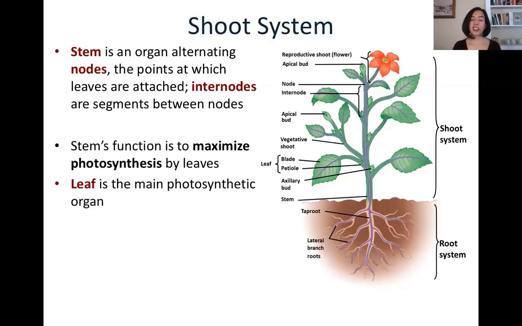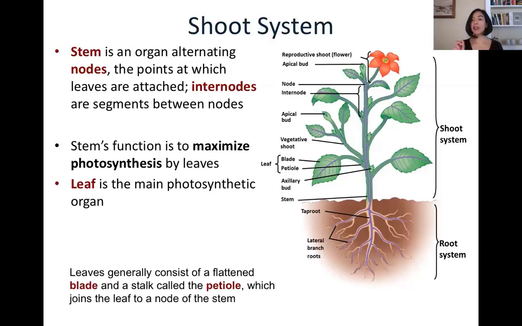What is the function of the stem? Well, think about this. Now we have a bunch of leaves, and without the stem, all of the leaves will be blocking each other. And leaves, we mentioned before, they perform photosynthesis. So if they are blocking each other, they won't have access to light. So therefore, elongating the leaves and separating them will maximize the photosynthesis.